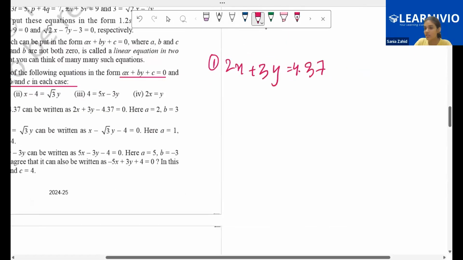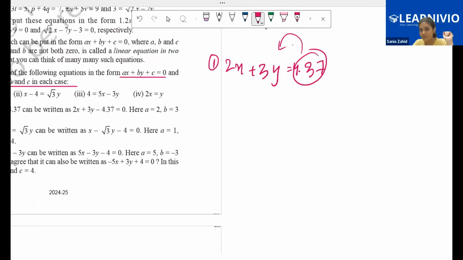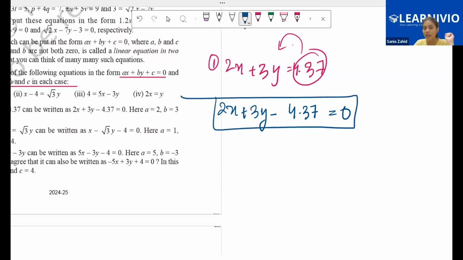See, now what was my general formula? All the terms should be on the left hand side only. Okay, so I will bring this term also on the left hand side. So now what does this become? 2x plus 3y minus 4.37 is equal to 0. You understand this? So this is how I am able to write it in the general form. So we always represent a given equation in the general form first.